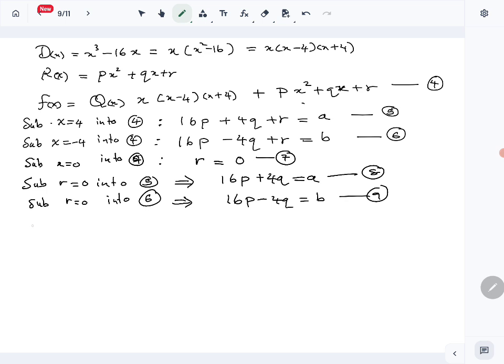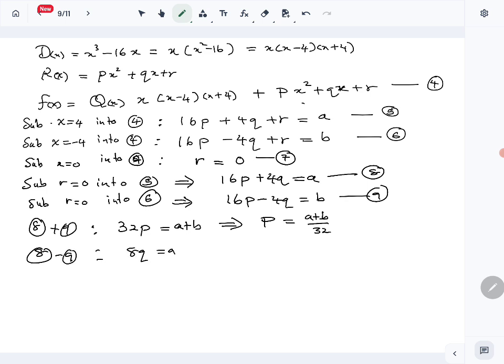So I can do 8 plus 9. That gives me 32p equals a plus b. So p is equal to (a plus b) over 32. Then I can do 8 minus 9, which is 8q equals a minus b. So q is equal to (a minus b) over 8.